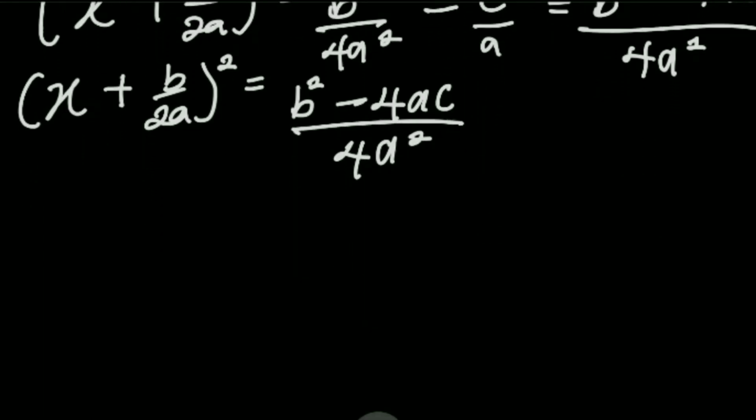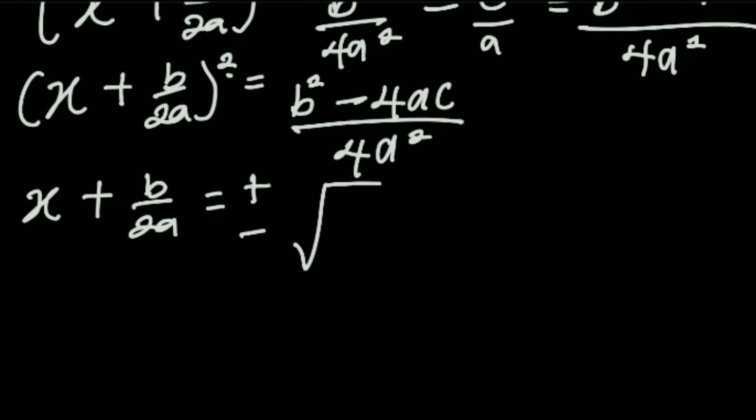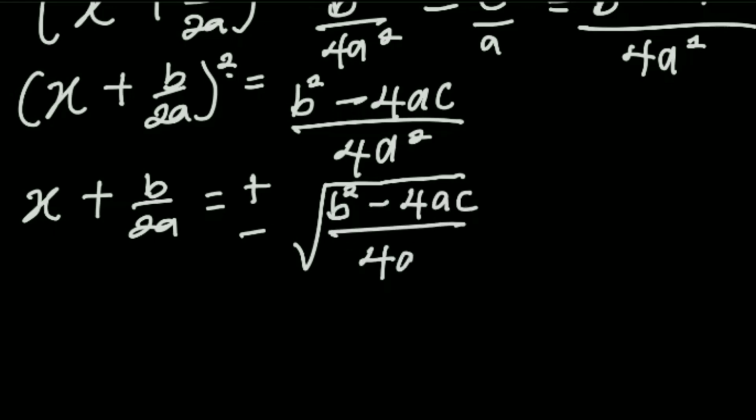At this point, we then take out this square on this side. We find the square root of the other side. So this becomes x plus b over 2a equals to plus or minus the square root of the entire expression on the right hand side, b squared minus 4ac divided by 4a squared.